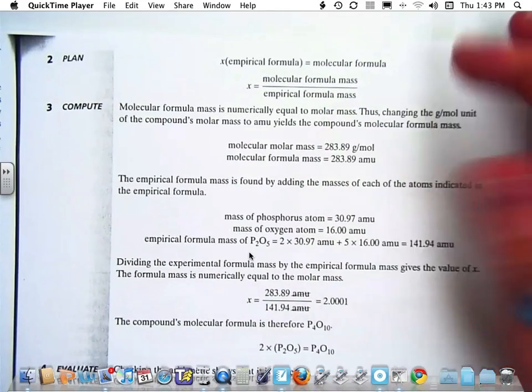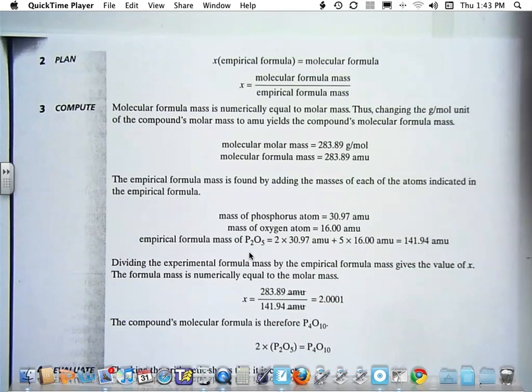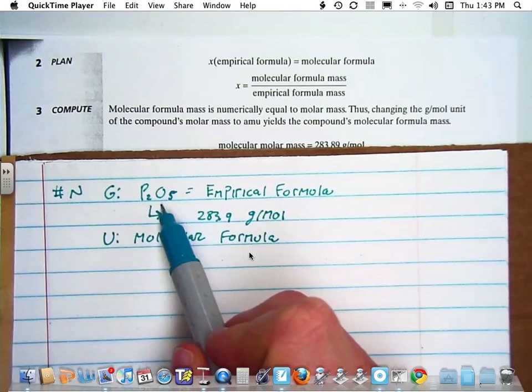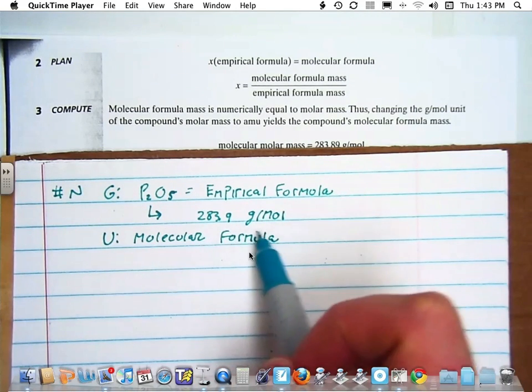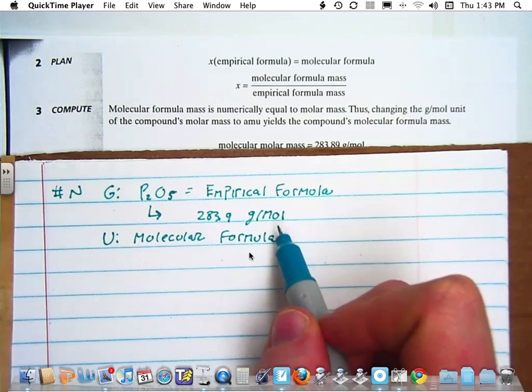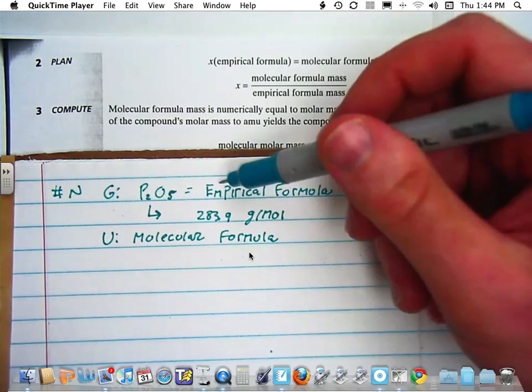Right, let's continue on with sample problem N on page 249. I've written out basically our given, which is the empirical formula P2O5, and the molar mass, which is 283.9 grams per mole. Okay, very good. Let's move on.